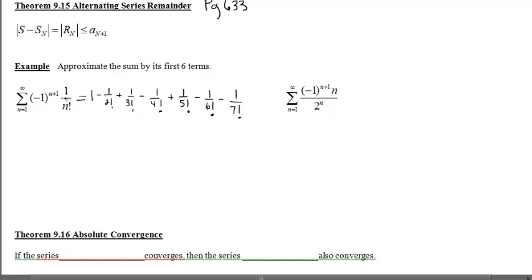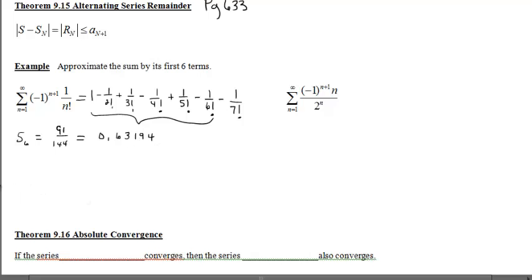Of course, I'm going to take a calculator. If I'm approximating the sum by these first 6 terms, that's my S sub 6. I'm going to use a calculator, and the calculator gives 91 over 144. If you wanted to change it to a decimal, that might have a little more meaning for what we're going to do next. So the first 6 terms added up give us 0.63194.